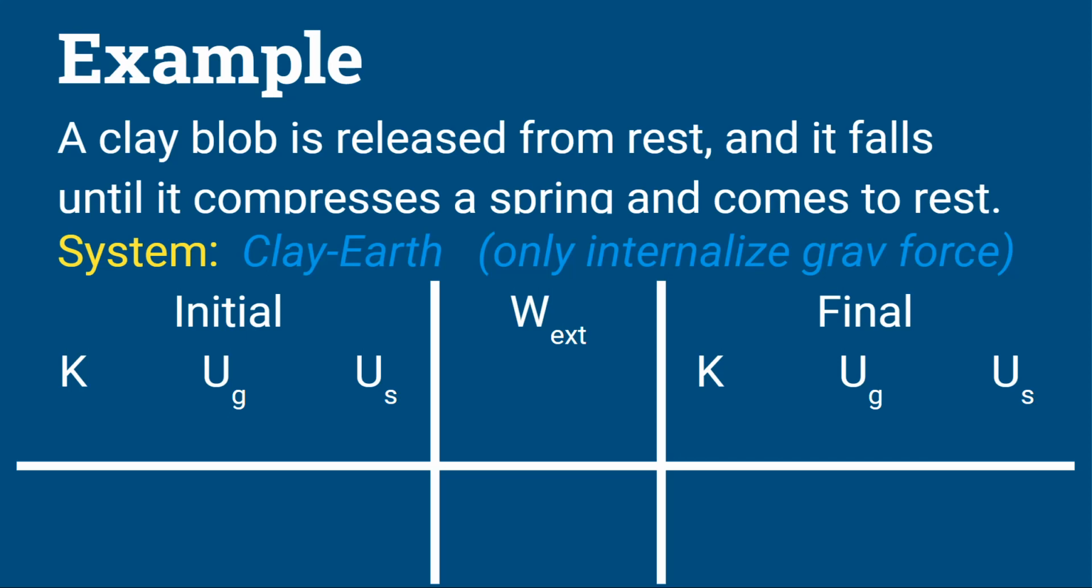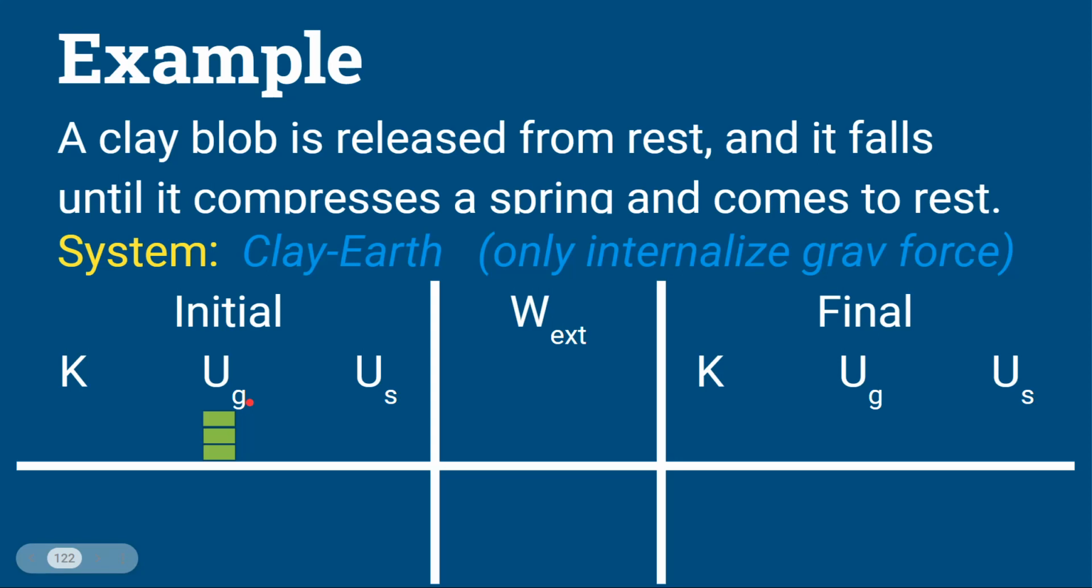If I call it the clay earth system, only the force of gravity is internalized, which means that spring is not in my system anymore. So I don't have elastic potential energy anymore whenever I draw my bar charts. Instead, I have an external force from the spring that can do work on my system. And that's going to show up in my bar chart. Because I still start out with gravitational potential energy. I'm still above the earth, which is still part of my system.